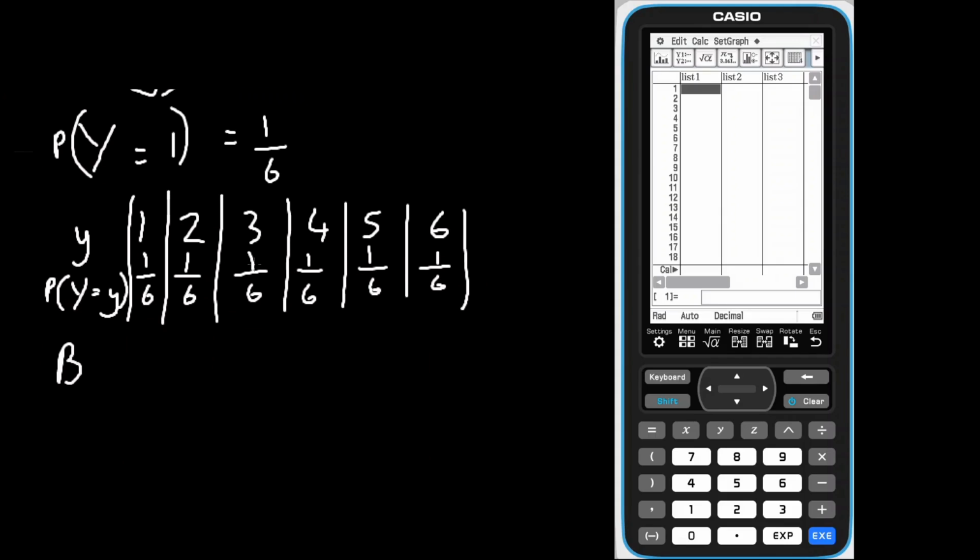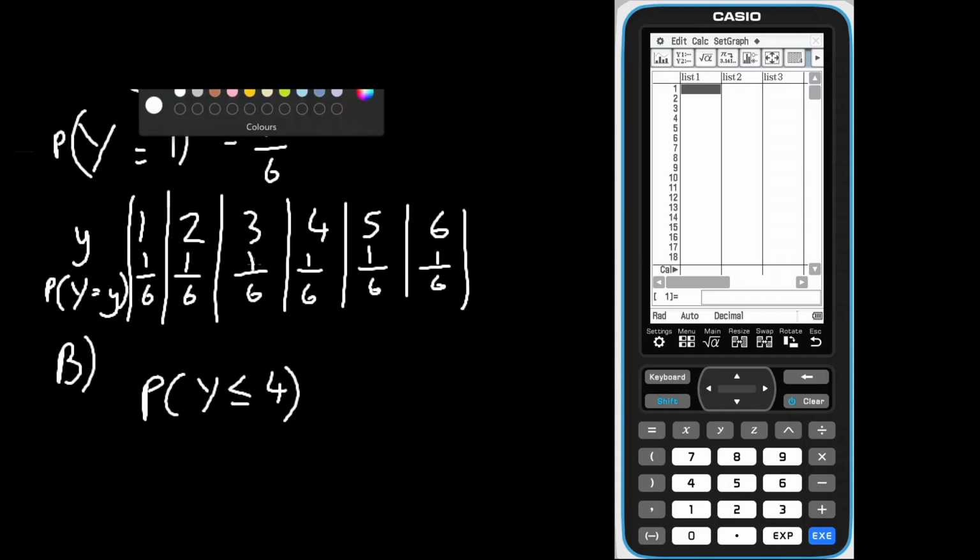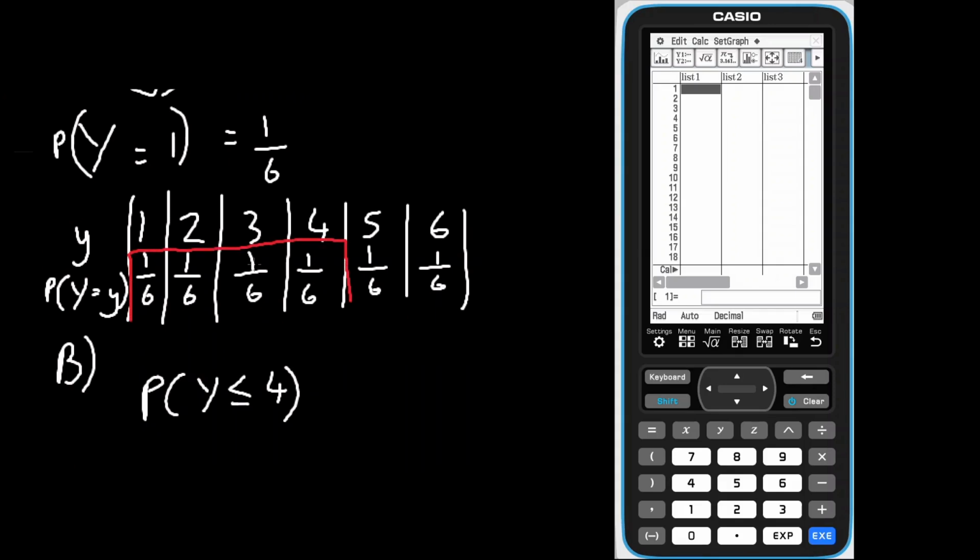And this asks us to find the probability of our discrete variable y when it is less than or equal to 4. Okay, so if we look at the table that we've just created, that is all of these answers. Okay, so this is a 1 mark question.